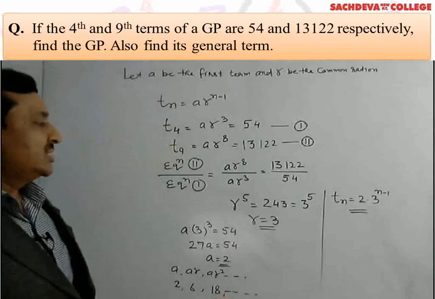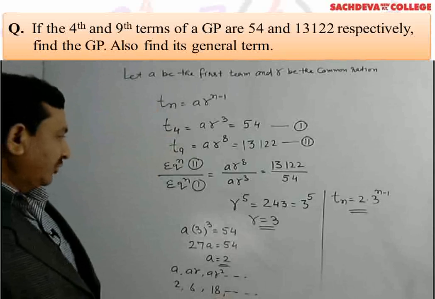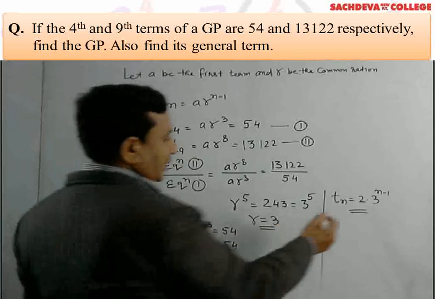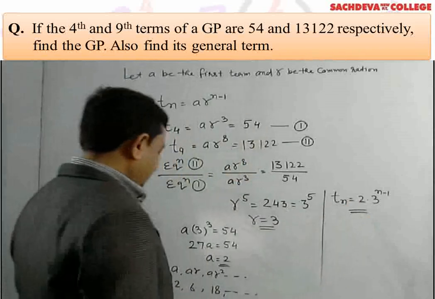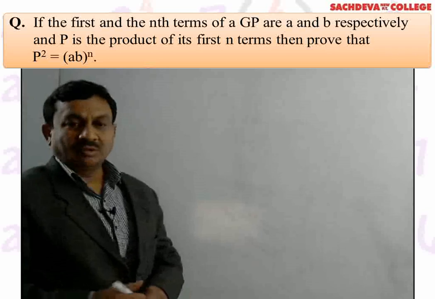So if you put n equal to 1 here, then we find 2. If you put n equal to 2, you find 6. If you put n equal to 3, then you find 18. So this is the nth term of this series, and the series is 2, 6, 18 and so on. Now we solve the next problem.